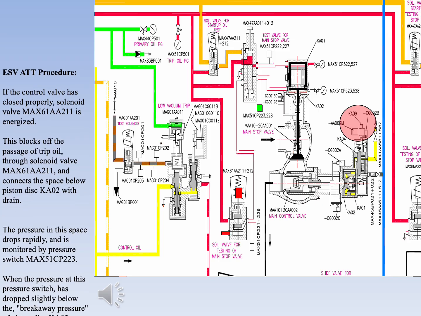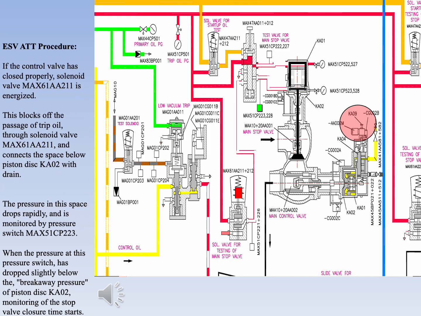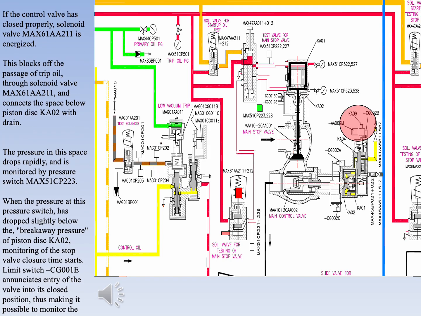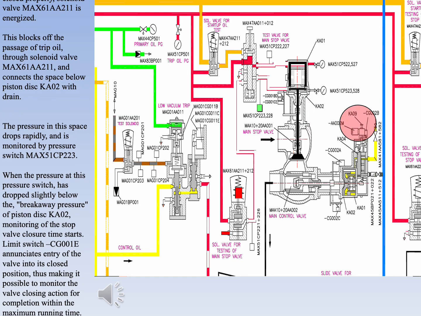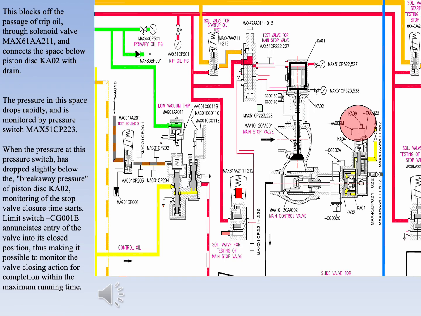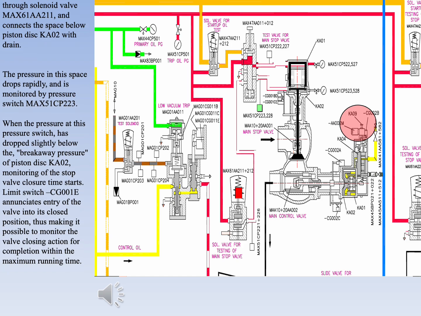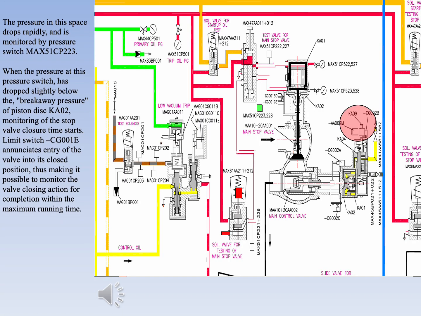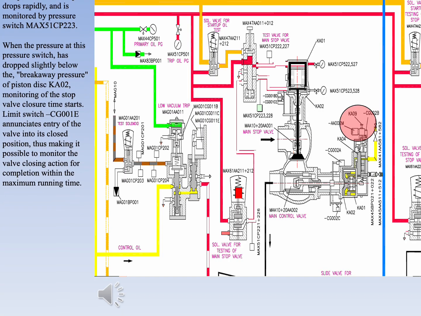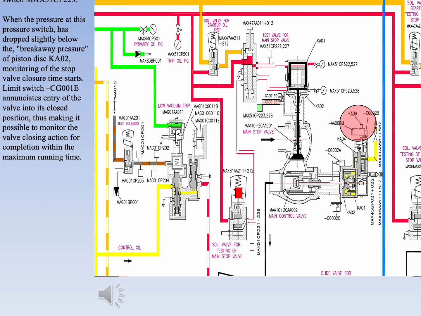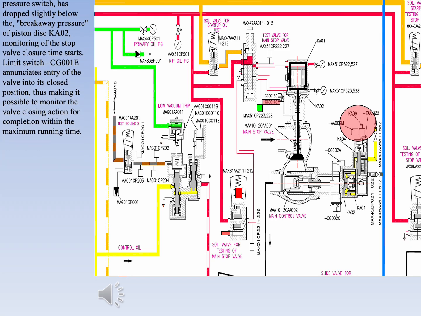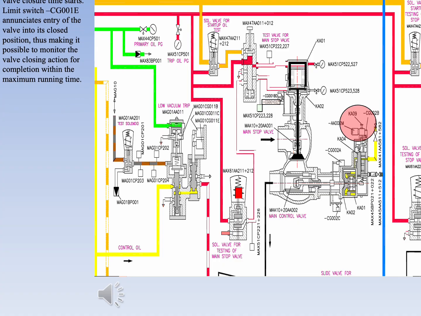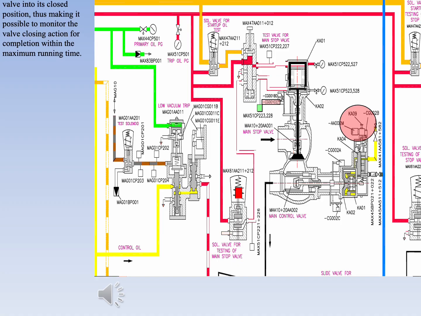The pressure in this space drops rapidly and is monitored by pressure switch MAX51CP223. When the pressure at this pressure switch has dropped slightly below the breakaway pressure of piston disc KA02, monitoring of the stop valve closure time starts. Limit switch CG001E enunciates entry of the valve into its closed position, thus making it possible to monitor the valve closing action for completion within the maximum running time.